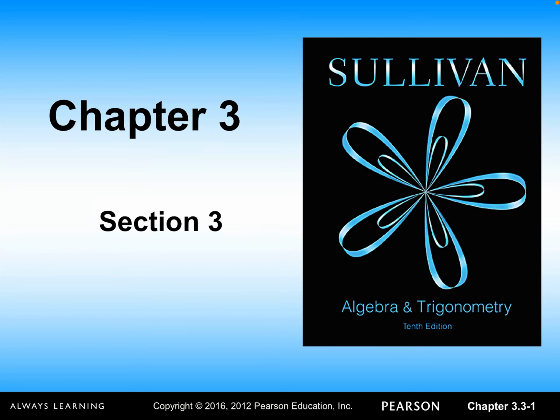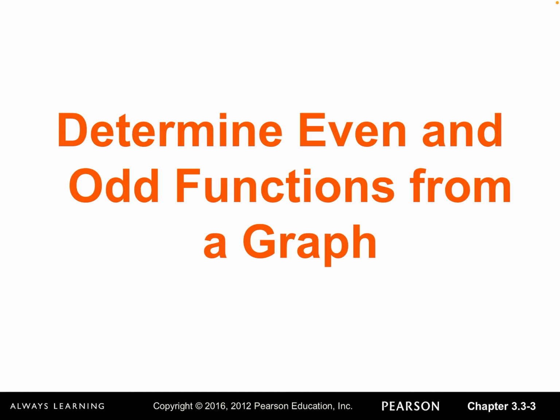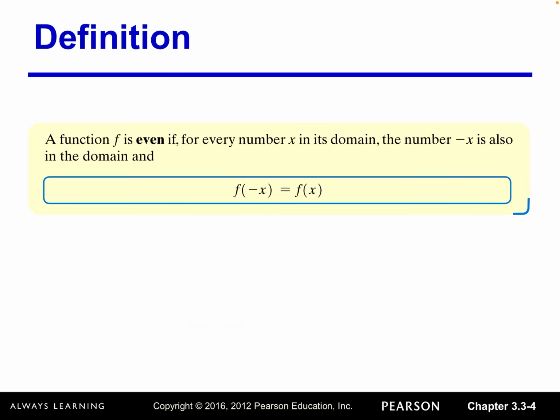Chapter 3, Section 3. In this section, we're going to learn properties of functions. Okay, there are 7 objectives. Please read through it. And first, let's look at how to determine even and odd functions from a graph.